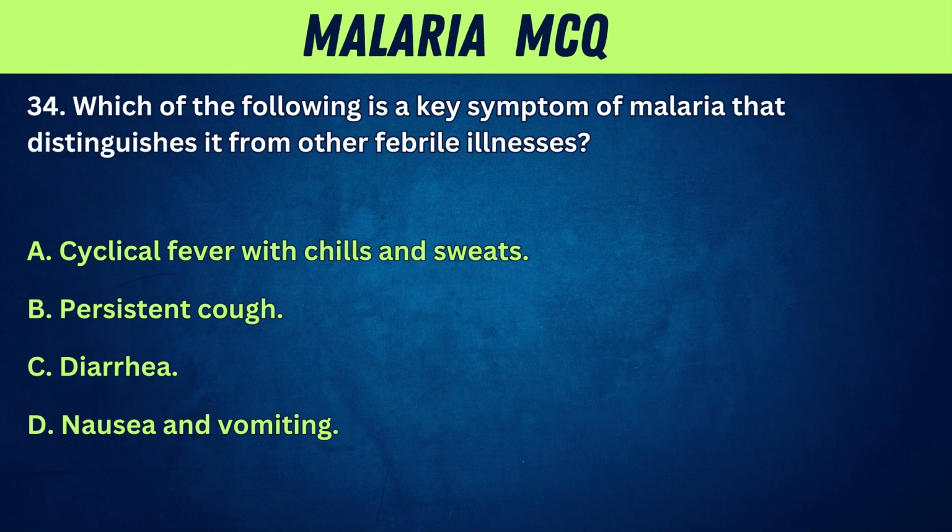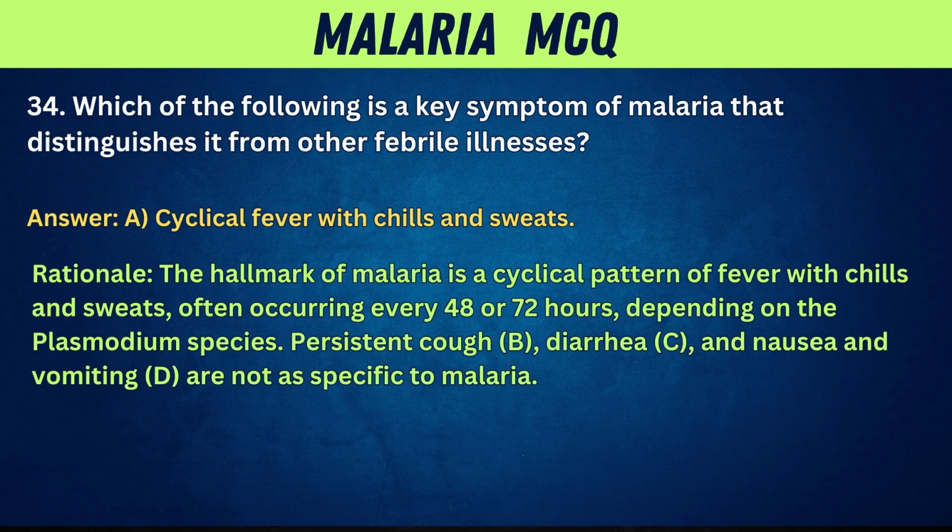34. Which of the following is a key symptom of malaria that distinguishes it from other febrile illnesses? A. Cyclical fever with chills and sweats. B. Persistent cough. C. Diarrhea. D. Nausea and vomiting. Answer: A. Cyclical fever with chills and sweats.